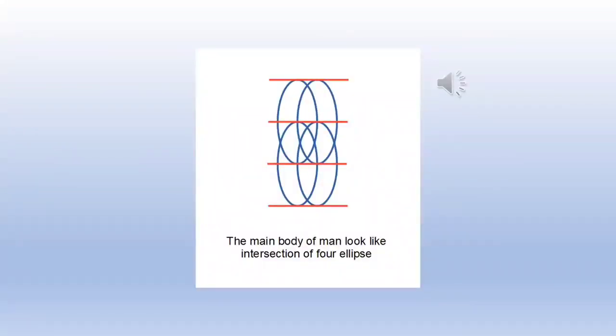Just now we talked about the cross section of the body. How about the elevation? Look at the body, and be very careful. The main body of a man looks like the intersection of 4 ellipses. On top, the chest is bigger, then it slims down to the waist, and then expands again at the hip. So it looks like the intersection of 4 ellipses. That is also very important. You must always study this.